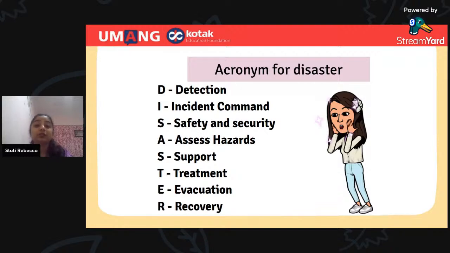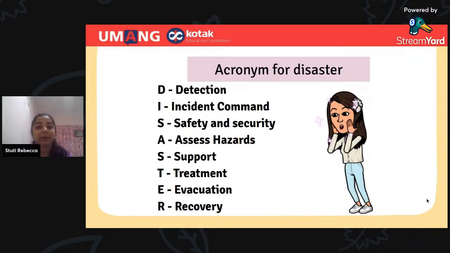Perfect. So the first letter is D. D stands for detection. Can you all write detection in the chat box? Very good. I can see students typing. You are all very smart. Next is I. I stands for incident command. Quickly write incident command. Good job, everyone.